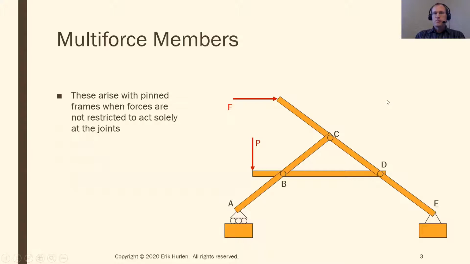And so here I have an example where I have this structure connected by pins. So there's pins at B, C, and D. That's what the little circles represent. It's also technically pin connected at A and D. Those ones aren't that important though.